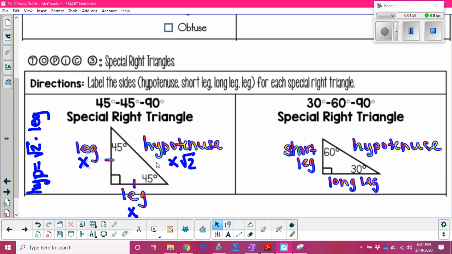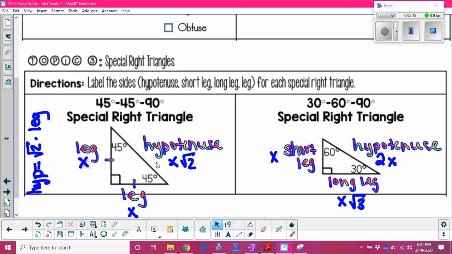Okay, so again, I could label these. I could label the short leg as, let's say, X. I'll just put it out here. And the long leg is equal to the square root of 3 times the short leg. So this would just be x root 3. And then the hypotenuse is equal to 2 times the short leg. So that would just be 2x.